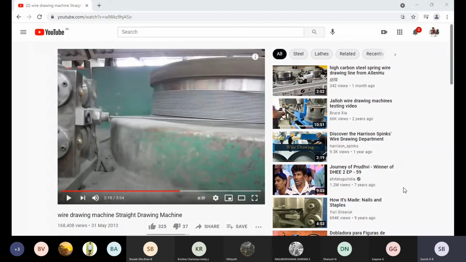In wire drawing, continuous operation. Suppose you go for rod or bar drawing. In bar or rod drawing, within one operation they can perform the work. More than two different operations are not required.